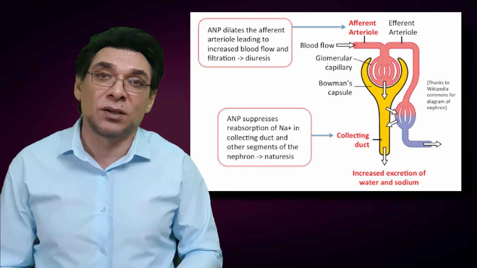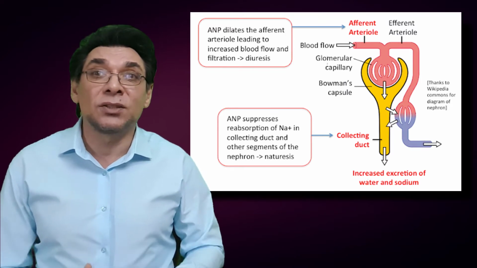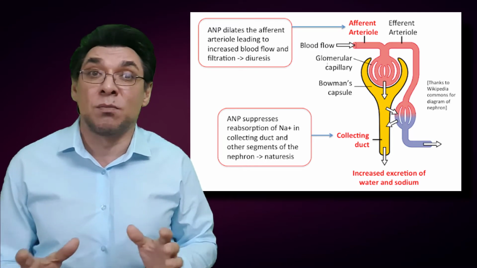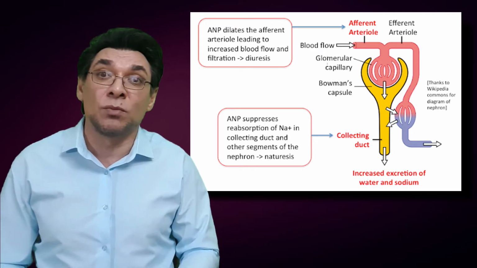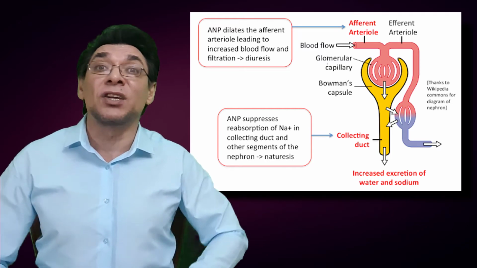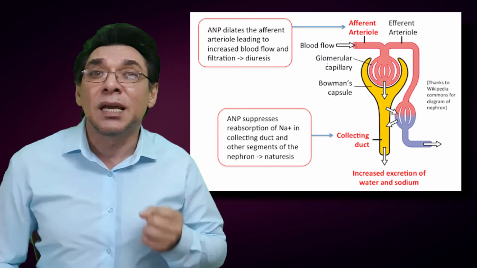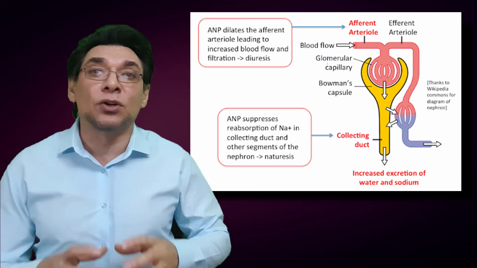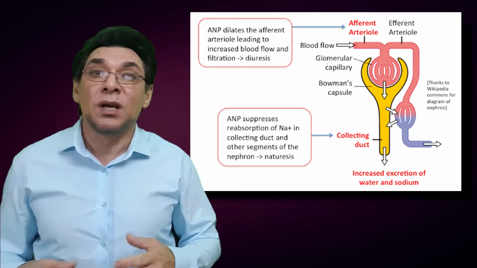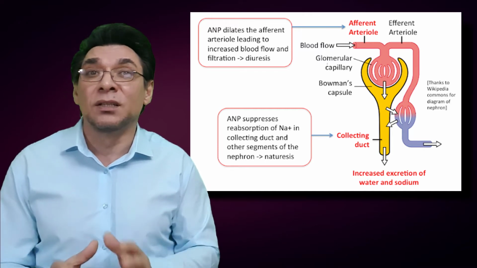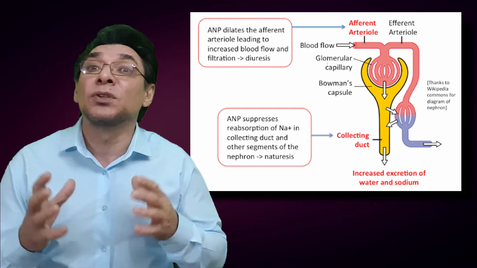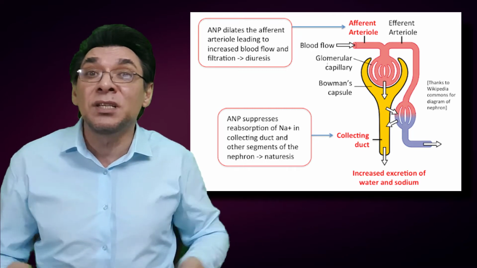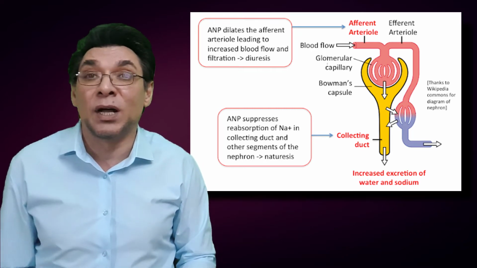Atrial natriuretic hormone. Atrial natriuretic hormone, ANH, is secreted from cardiac muscle cells in the right atrium of the heart when blood pressure in the right atrium increases above normal. ANH acts on the kidney to decrease sodium reabsorption. Therefore, sodium and water remain in the nephron to become urine. The increased loss of sodium and water as urine reduces the blood volume and the blood pressure.